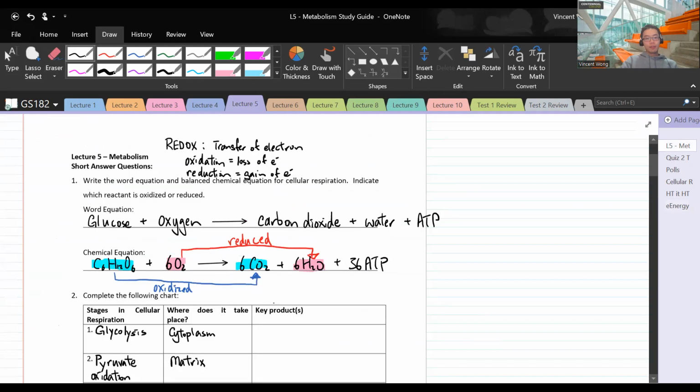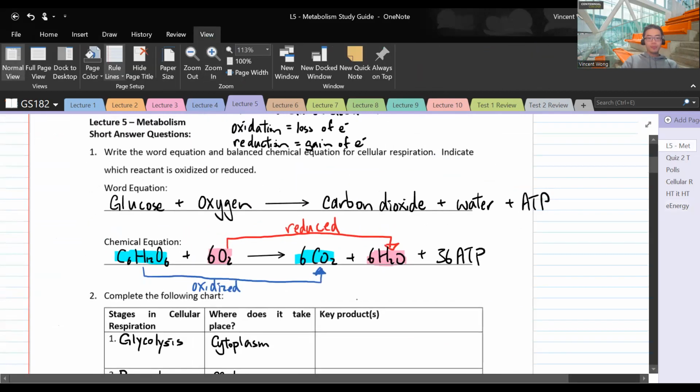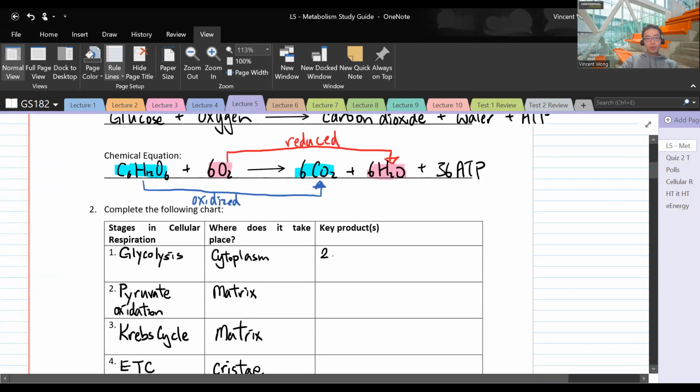So if you have to fill in the key products here, we would have 2 ATP, and this is net, right? It's the 4 minus the 2 that you have invested. We're going to have 2 NADH as well. And finally, we will have 2 pyruvate. Okay. Those are the key products.